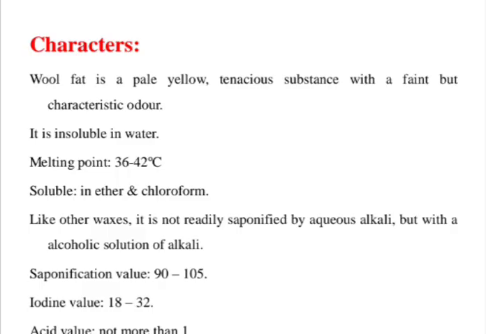Characters. Wool fat is a pale yellow, tenacious substance with a faint but characteristic odor. It is insoluble in water. Melting point 36 to 42 degrees Celsius. It is soluble in ether and chloroform. Like other waxes, it is not readily saponified by aqueous alkali but by an alcoholic solution of alkali. Saponification value is 90 to 105. Iodine value is 18 to 32. Acid value is not more than 1.